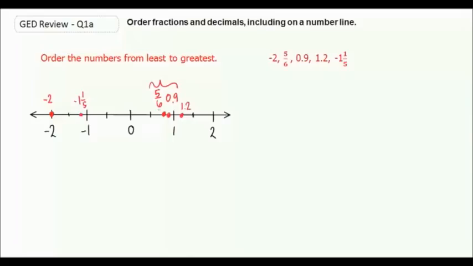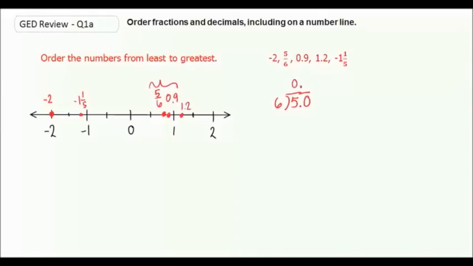So now we need to determine between 5/6 and 0.9 which one comes first. To do that, it might be best to change 5/6 into a decimal. So we say 5 divided by 6. We can't do that, so we put a decimal and 0. Put our decimal right at the top.